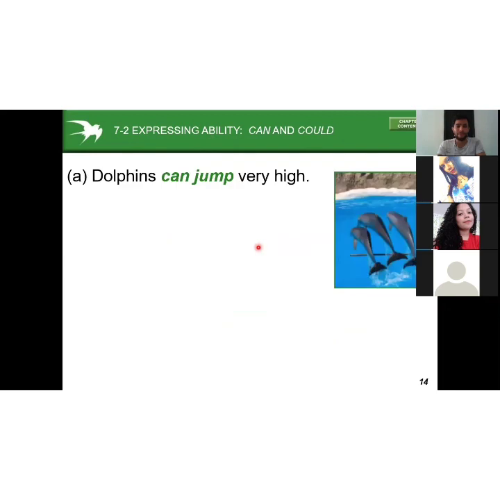So we have more examples here. Take a look at this picture. We have 3 dolphins. Dolphins are great animals, and here we have the example: dolphins can jump very high. Is this an ability of them? As you can see, they are strong enough to jump very high in the air, right? They have the ability to jump. We use can for showing ability.